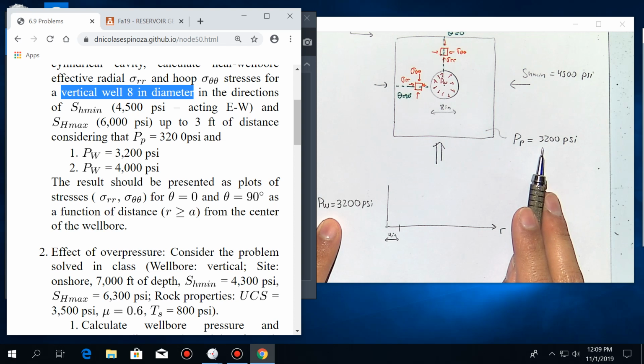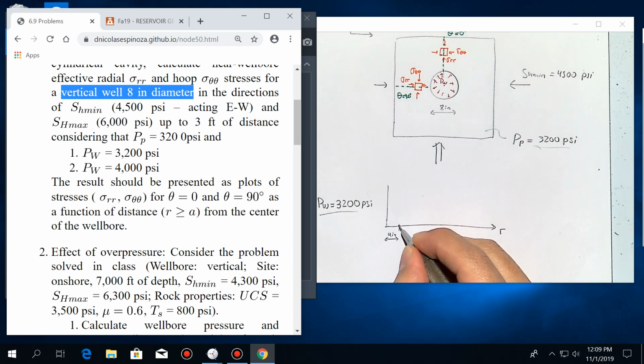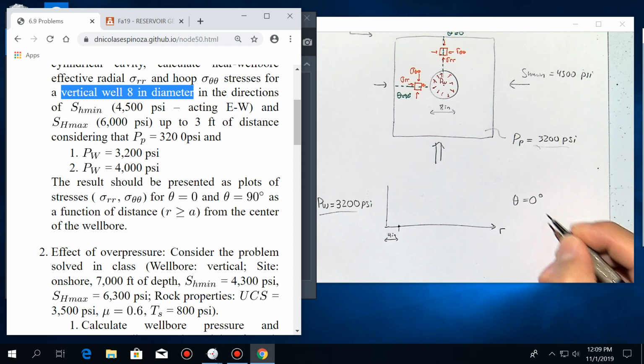Therefore, sigma RR, which is the pressure that you put on the wellbore, if these two are equal, that's the first term of the Kirsch equation, that's going to be 0. So there is no support. So this is going to be somewhere over here. And let's do this one for theta equal to 0 degrees.